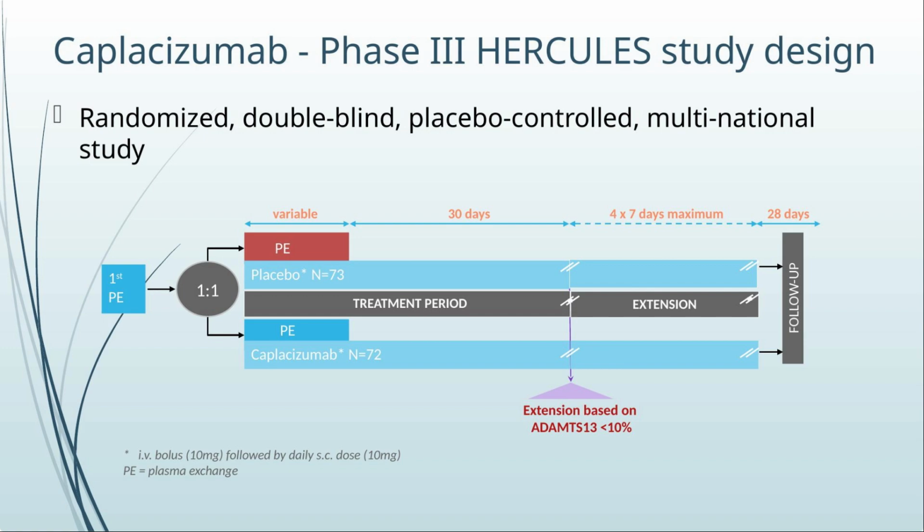If after 30 days, you can see by that vertical line, there was evidence of ongoing disease, including low ADAMTS13 activity, investigators could extend treatment for another 4 weeks, and patients were followed for 28 days after the last dose of study drug. The primary endpoint was time to normalize platelet count within 5 days of stopping plasma exchange.